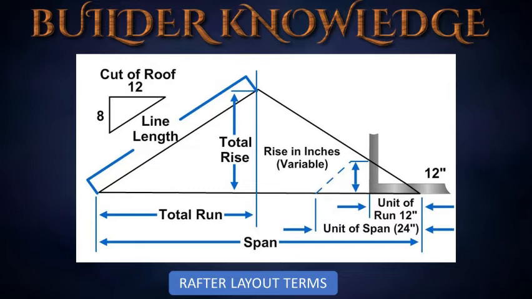Rafter layout terms. The span is the horizontal distance between the outside top plates of a wall. The total run is half the distance of the span. The total rise is the vertical distance covered by the line. Length of the rafter: the line length is the hypotenuse of a triangle with total rise as altitude.